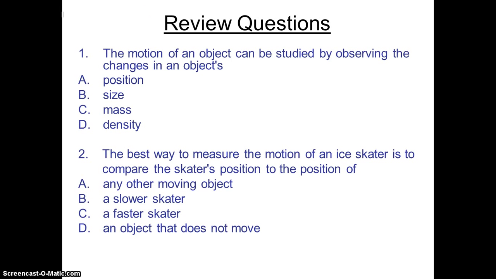Alright, here are some review questions. These will go on that same exact piece of paper. Number 1, the motion of an object can be studied by observing the changes in an object's A, position, B, size, C, mass, or D, density. Question number 2. The best way to measure the motion of an ice skater is to compare the skater's position to the position of A, any other moving object, B, a slower skater, C, a faster skater, D, an object that does not move.